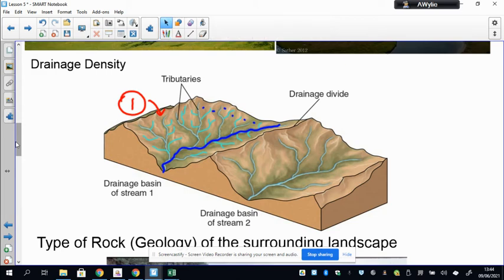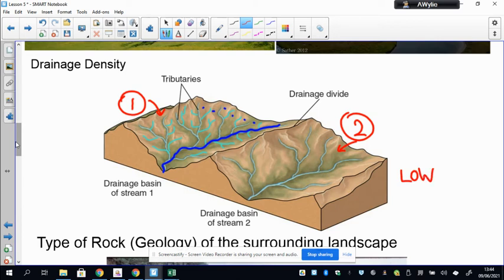In contrast, our second river over here has a low drainage density. What this means is the landscape is covered by relatively small numbers of tributaries. Therefore, water that lands on this landscape, for example here, has quite a long distance to travel before it gets to the nearest stream. And therefore, if a drainage basin has a relatively low number of tributaries, or what we would call a low drainage density, then it's very likely water is going to take a long time to get to the river.